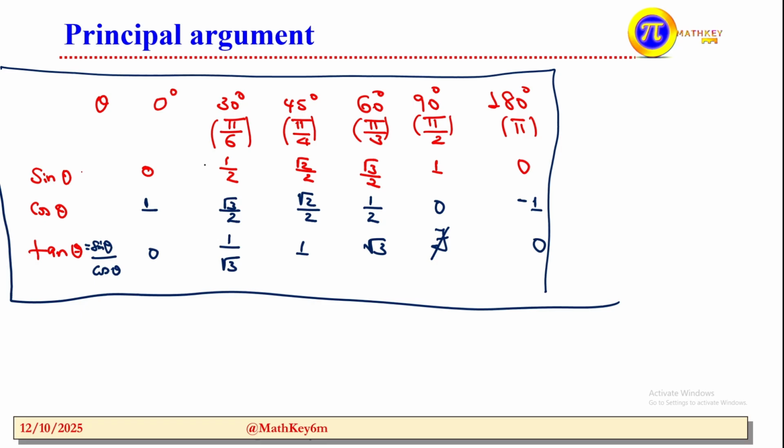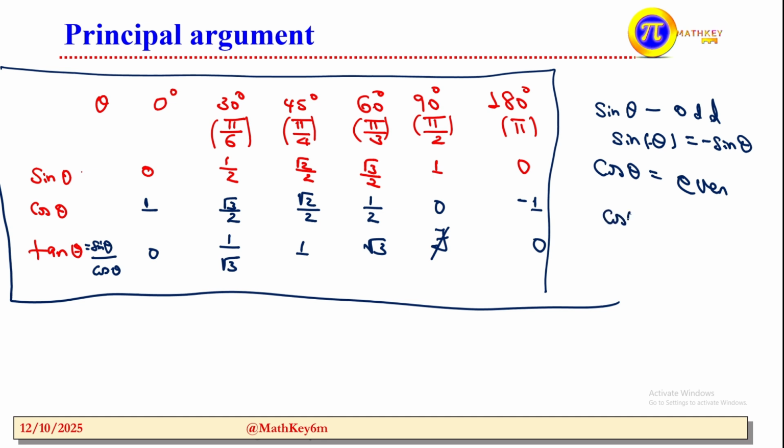the same. You know that the sine function is an odd function. That means sine of negative theta is equal to negative sine theta. But cosine is an even function. Even function means cos of negative theta is equal to cos theta. This one is odd, but this one is even.